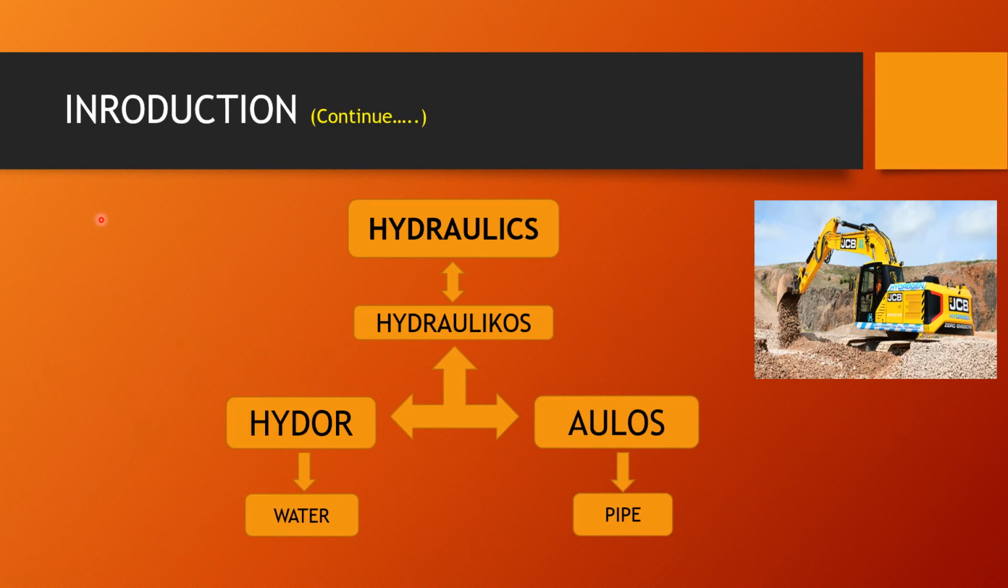Now, let's see what is hydraulics and what is pneumatics. First, I will tell you about hydraulics and later on pneumatics. The word hydraulic comes from the Greek word hydraulikos, and this word is also a combination of two Greek words, hydor and aulos. Hydor means water and aulos means pipe. Take a look at the popular hero in India a few years back. In this earth moving machine, or say vehicle, a hydraulic system is used for force generation.